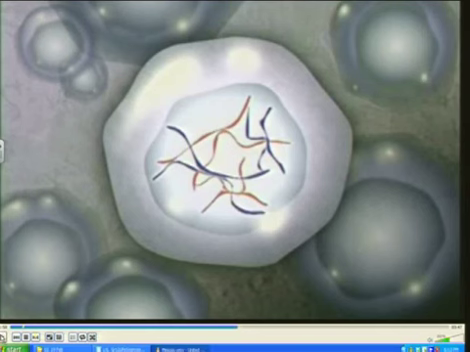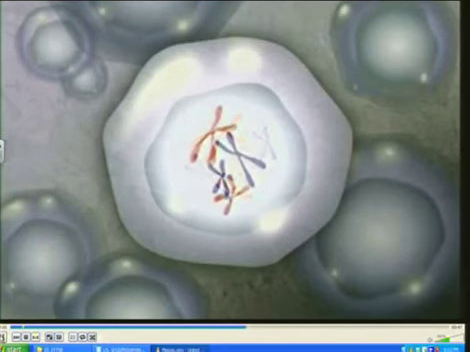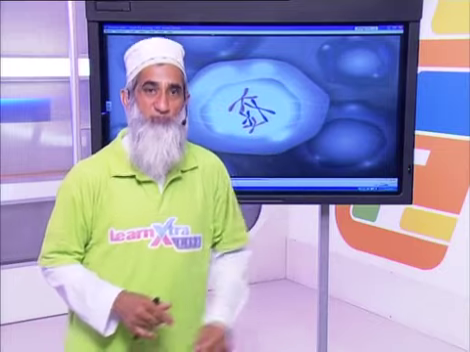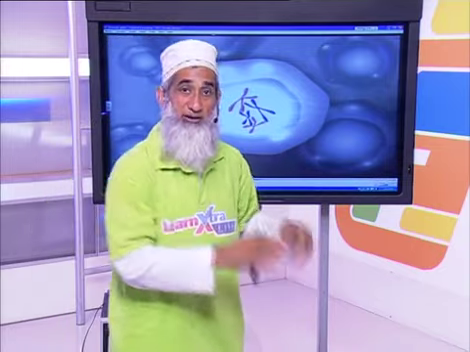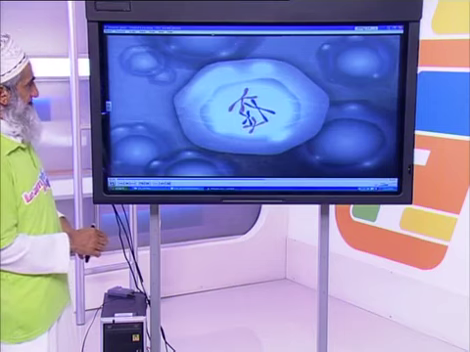And the highlight of prophase is that the chromosomes become visible, and more importantly, the homologous chromosomes lie next to each other. Remember, in mitosis, all these things happen. The nuclear membrane disintegrates, the nucleolus disintegrates, the spindle fiber forms, and the chromosomes become visible. Mitosis and meiosis. But in meiosis, the homologous chromosomes lie next to each other.